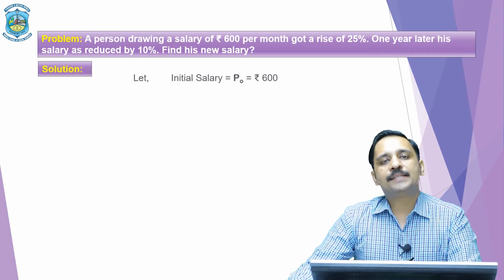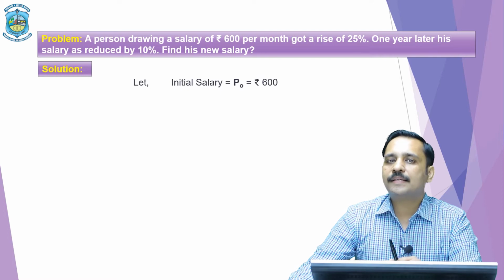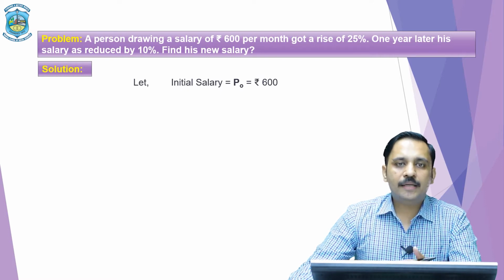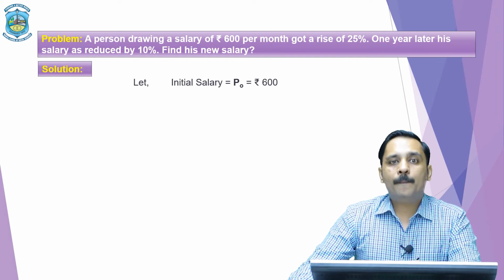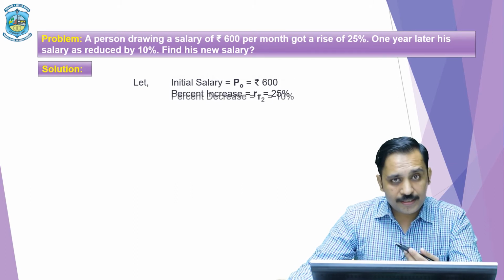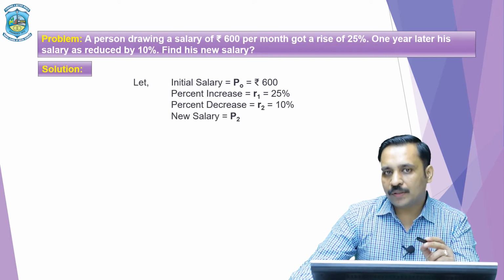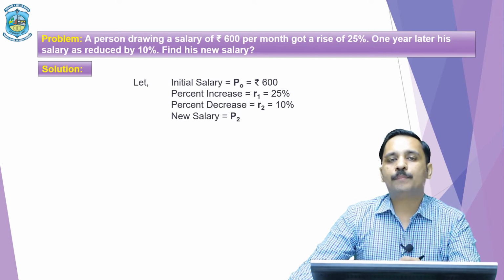A person drawing a salary of rupees 600 per month got a rise of 25%. One year later, his salary was reduced by 10%. What is his new salary? Here, let the initial salary P0 be rupees 600. It is given that the salary is 600, so this base salary we are considering as P0. Now, percentage increase R1 is equal to 25%, percentage decrease R2 is equal to 10%. Now, the new salary after 2 changes is P2.